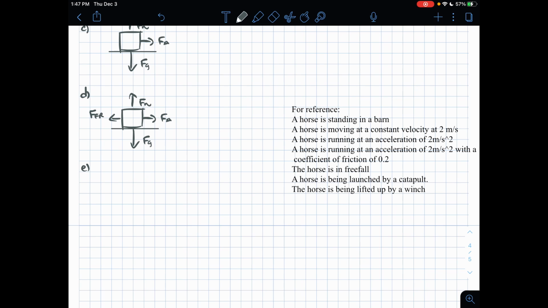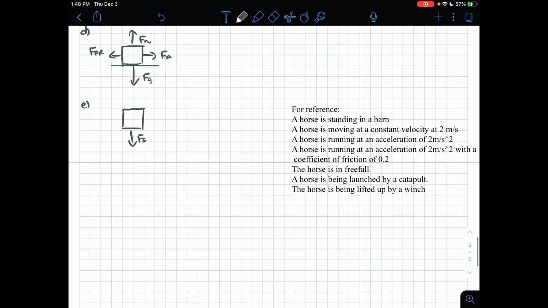Now, on to your fifth one. This is in free fall, so therefore, there's only gravity acting on it. Because there is no surface here, there is no normal force. So the only force acting on it, the only unbalanced force, is the force of gravity.